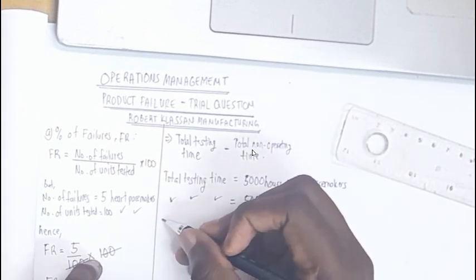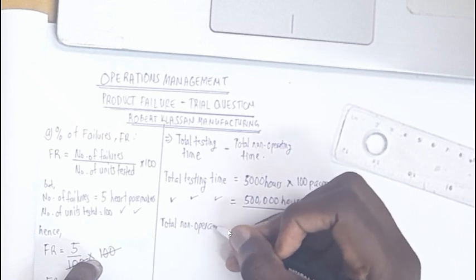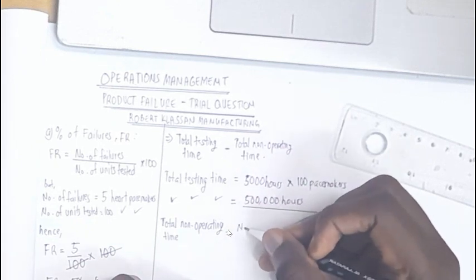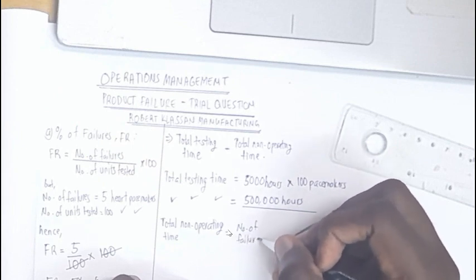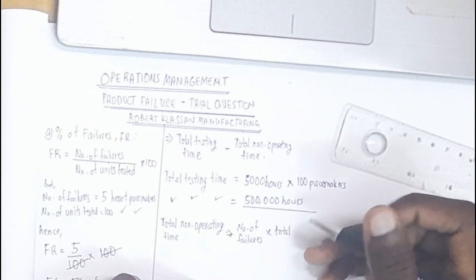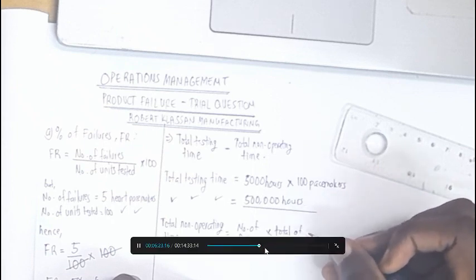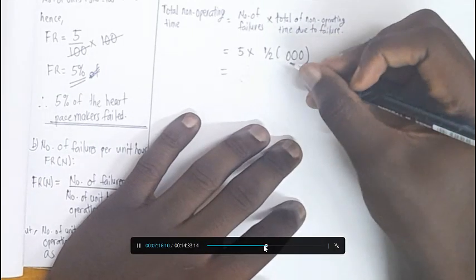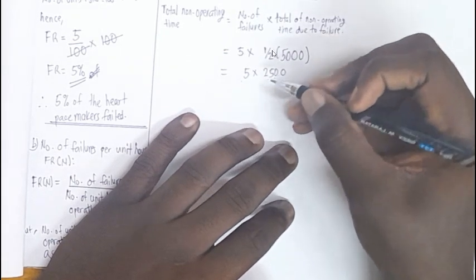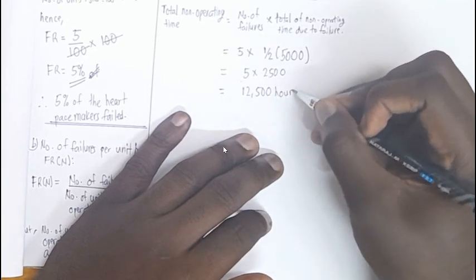Now we have to compute the total non-operating time. In the question it said that 5 of the pacemakers failed halfway through. So half of 5,000 is 2,500, which means each of those five failures was down for 2,500 hours. To get the total failure time, that will be the number of units times the number of hours failed. So that will be 5 times 2,500, which gives us 12,500.